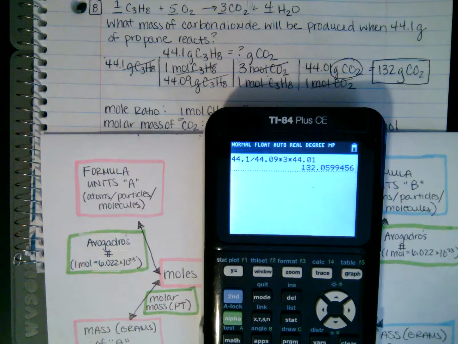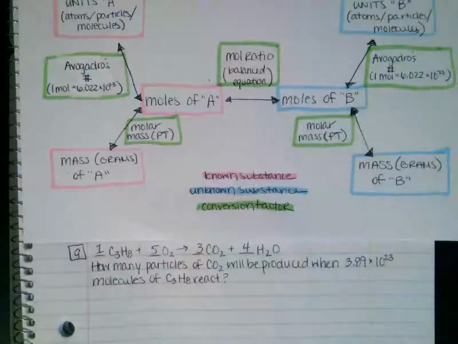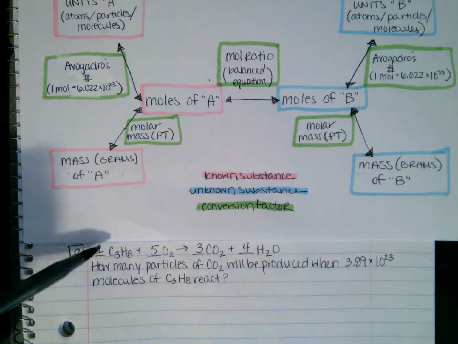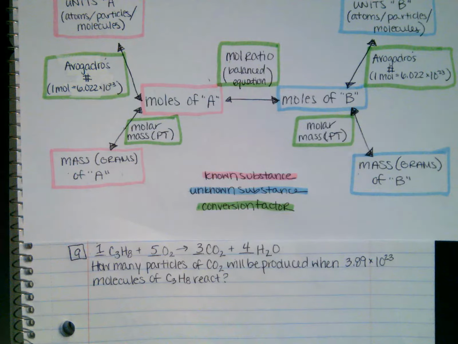Okay, let's do one more. Let's look at the problem on slide number 9. Our question on slide number 9, again, is referencing the same balanced equation that we just used for 7 and 8. This question says, how many particles of carbon dioxide will be produced when 3.89 times 10 to the 23rd molecules of propane react?